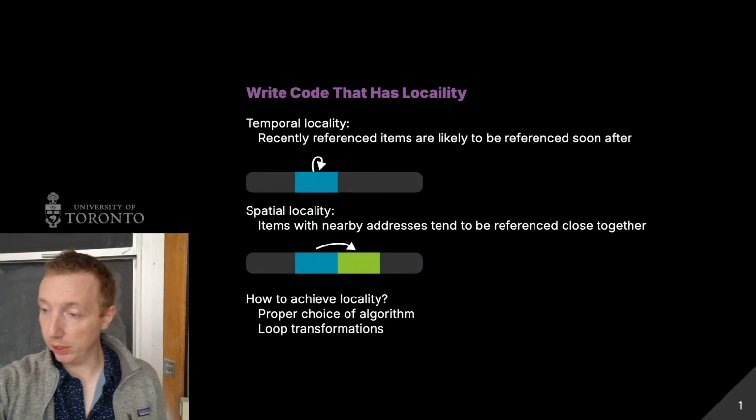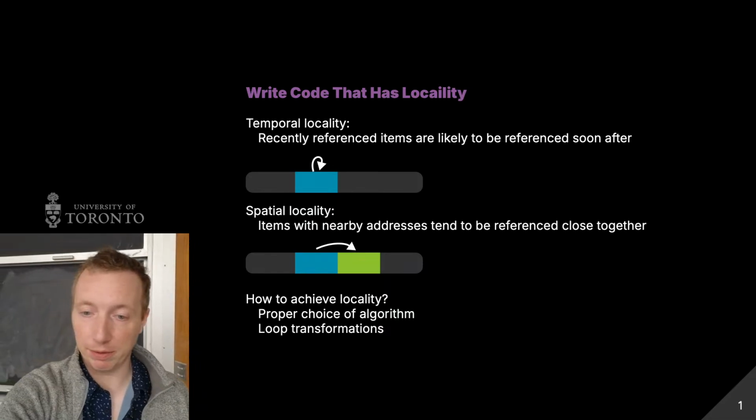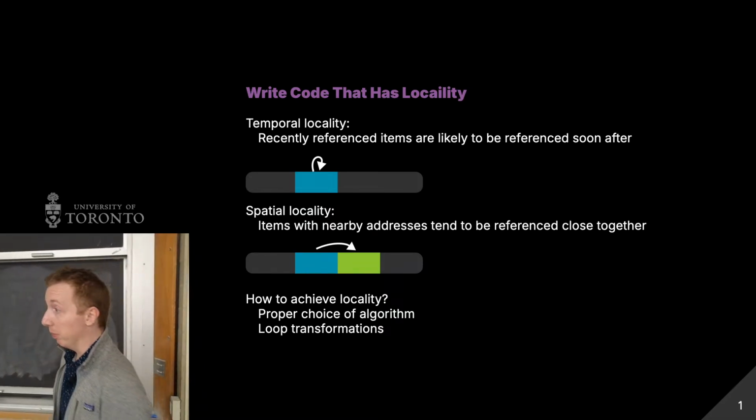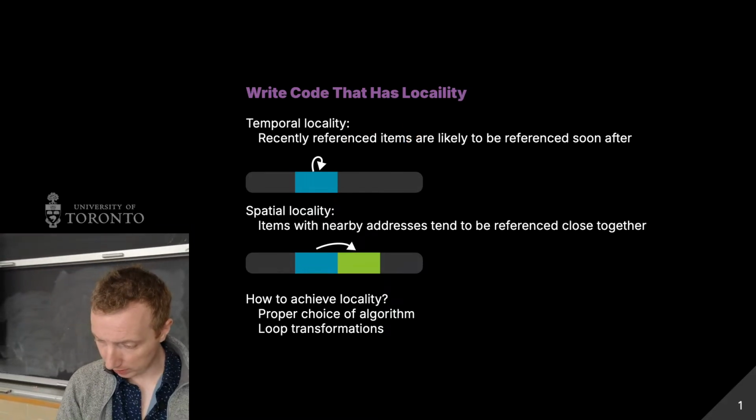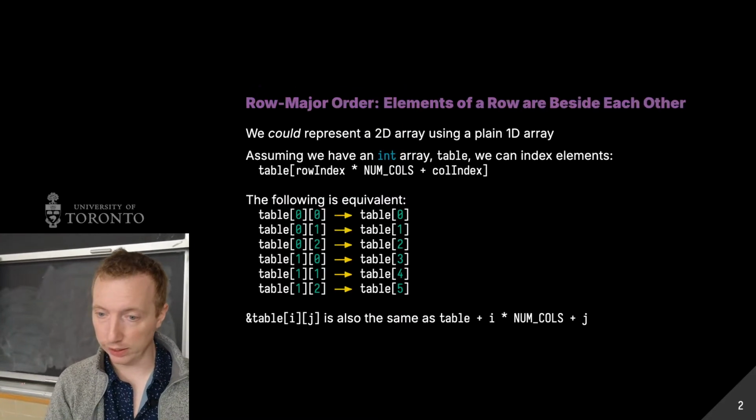And how do we achieve locality? Well, we have to have a good algorithm. You might also have to focus on loop transformations or some other techniques that we will go into today.